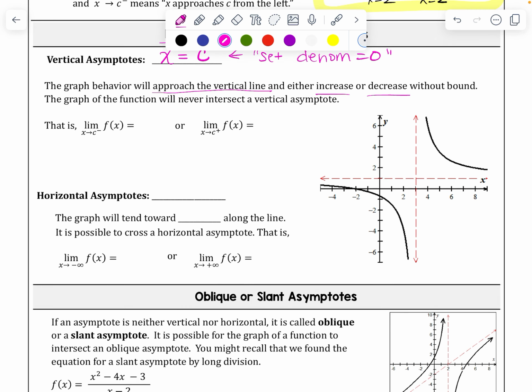We say the limit as x, this arrow means approaches that value of c, and then if it has a negative up next to it, we say from the left. Okay, the way that we would say this one here, because there's a plus, we would say the limit as x approaches c from the right.